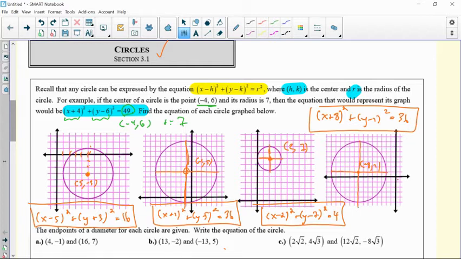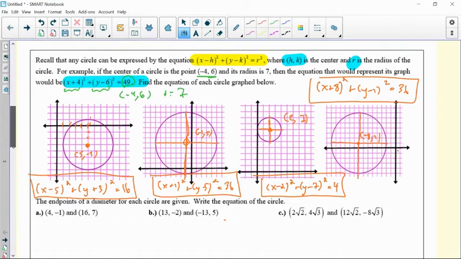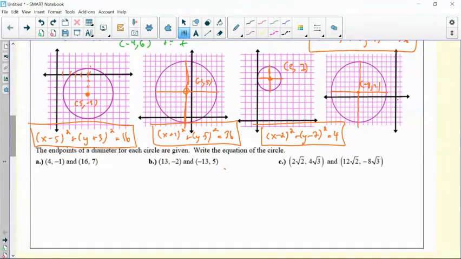Now, here's a kind of similar question, right? That the endpoints of a diameter are given. I again just think geometrically, this might be easier than completing the square or using the distance formula. So if I go over 4 and down -1, and then, oh wow, I totally misjudged this one. Over 16 up 7.